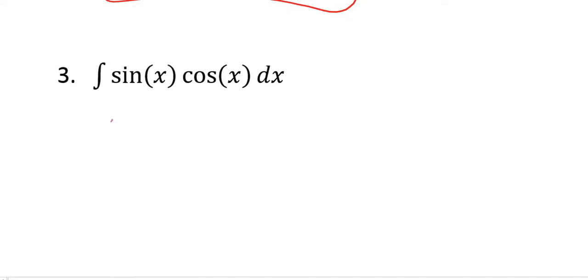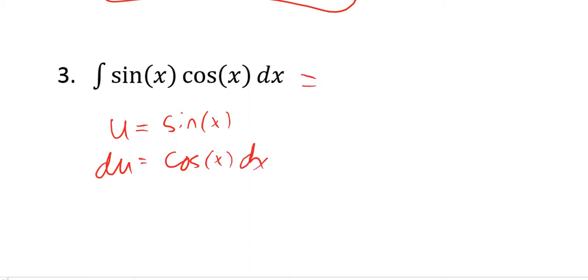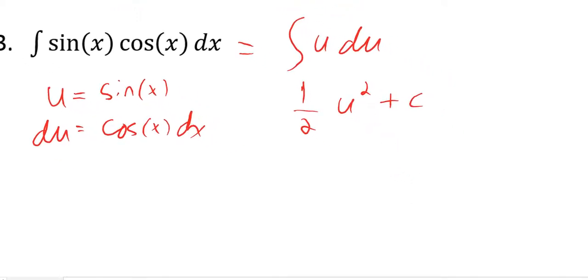Okay? The first way is you could just say, hey, u is sine, and then du would be cosine x dx, which turns our integral into the integral of u du. And when you do that, that's just power rule, so that's going to become 1/2 u squared plus c, and then you just plug back in what u was. So that's going to become 1/2 sine squared of x plus c.